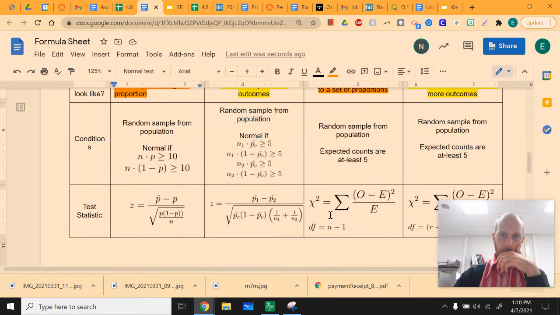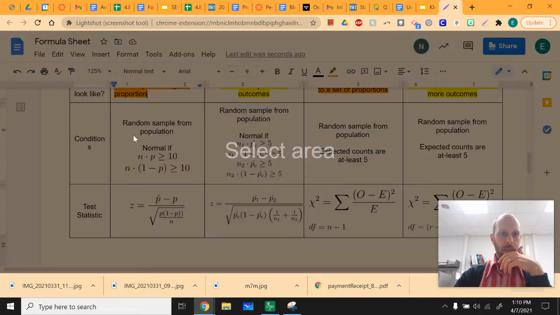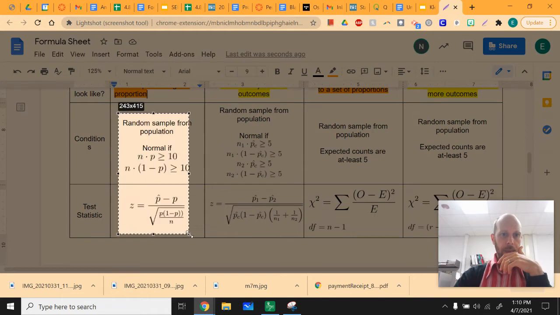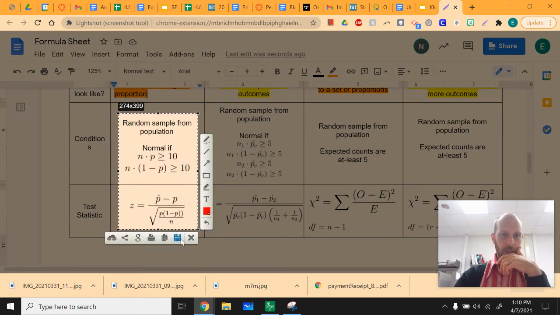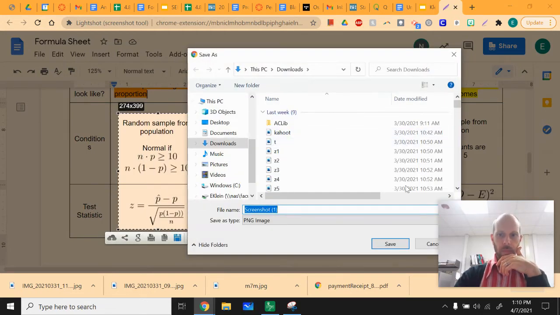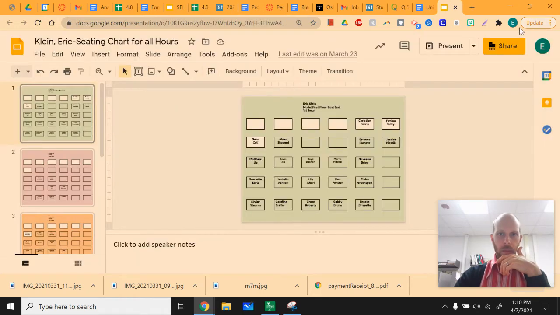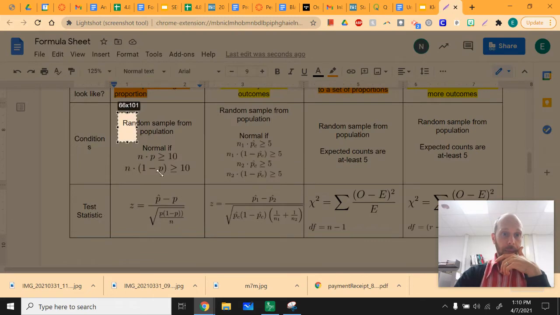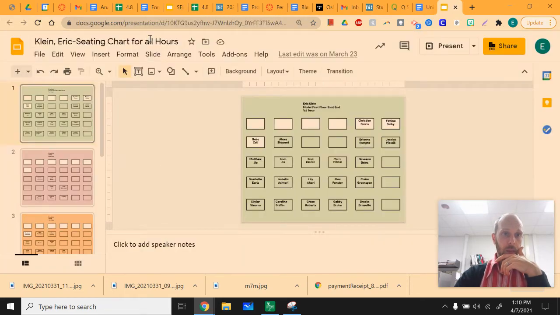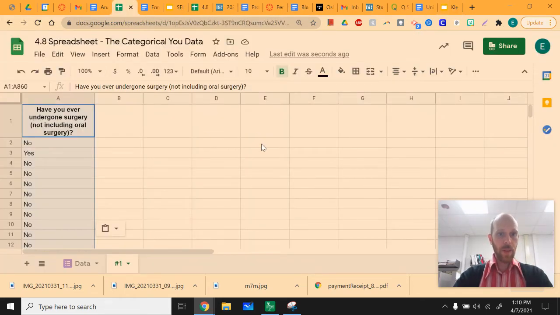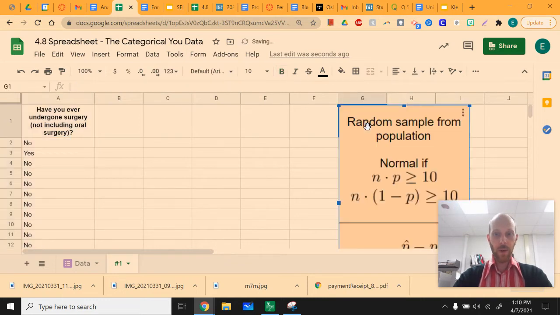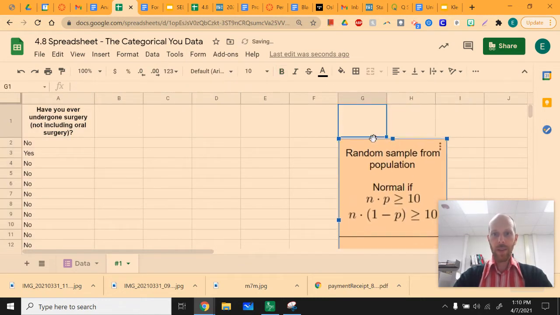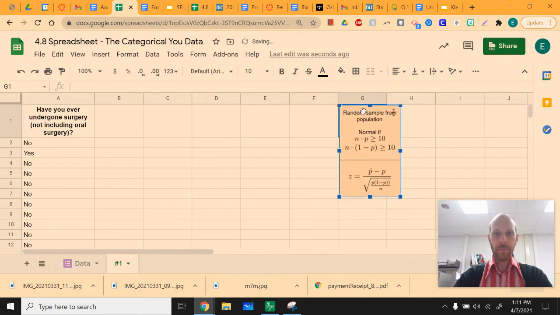So, just to make my life a little bit easier, I am going to copy the conditions and the test statistic. Let me do that. I'm going to copy those, and I am going to paste them right here for reference. You're not required to do that. I just think it makes my life easier.